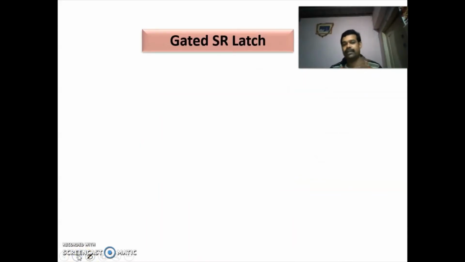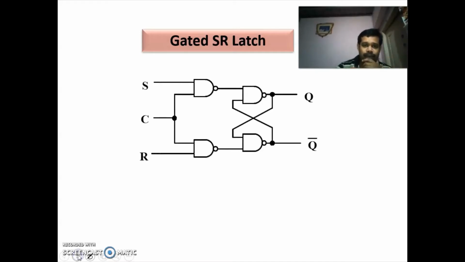What initially you have seen is nothing but a basic SR latch. Now we are going for the gated SR latch. This latch is made up of NAND gates. So this is the gated or enable or clock signal. So in the gated SR latch, you have given one control. That control is called clock or enable or gated. So whenever the C is 1, then only the circuit will work. If you give this as 0, the circuit will not work.